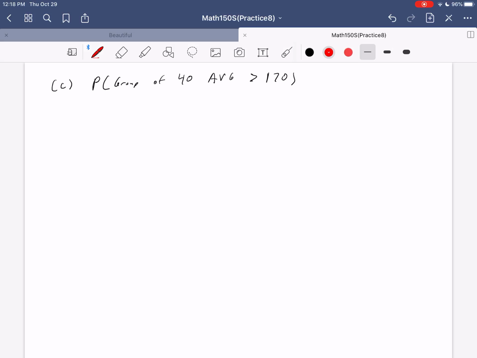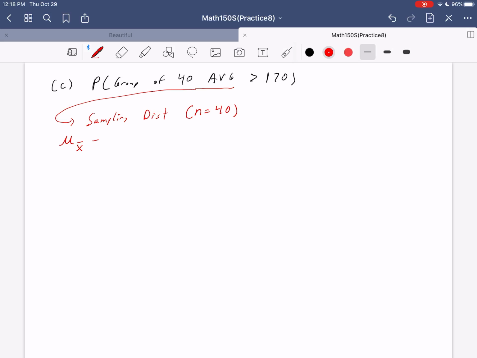So once again, notice that we have this group of 40 with an average being greater than 170. So this tells us that we want to use the sampling distribution. Now you might say, can we just reuse everything that we had from the previous part? Well, unfortunately not, because now the group is a different size. The group is size 40, so we are working with a different sampling distribution. This is the sampling distribution with n equals 40.